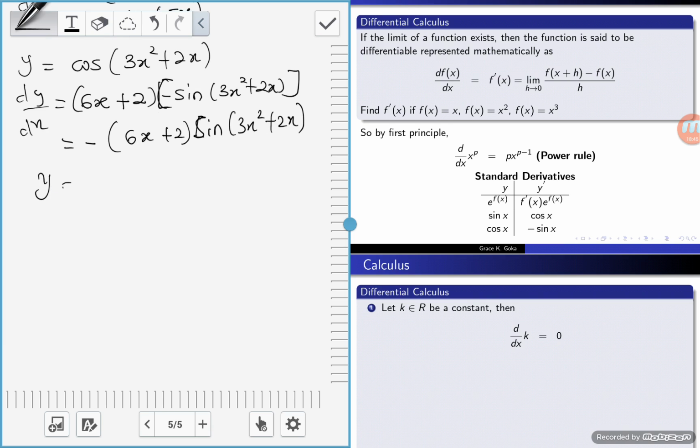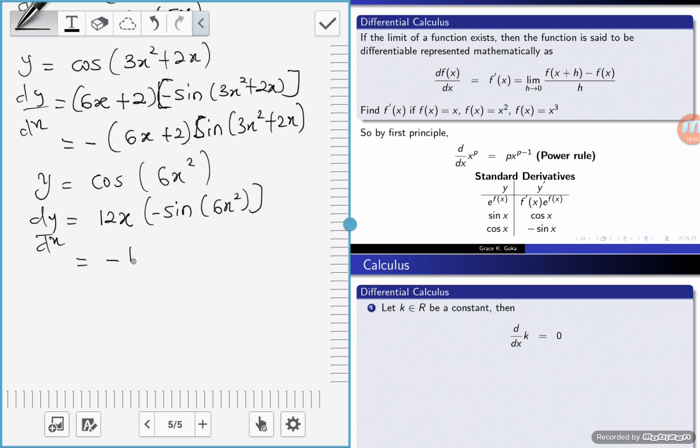Okay, another example, y is equal to cos of 6x squared. So dy/dx is equal to differentiate the function after the cos. Differentiating this, multiply the 2 by the 6, and we have 12x. Subtract 1 from the 2 and you're left with just 1. If you differentiate cos, you get negative sine, so times negative sine of 6x squared. Simplifying, we have negative 12x sine of 6x squared. So that is how you differentiate the cos.